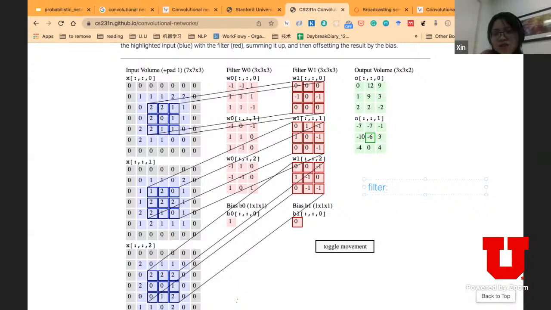So the filter is actually concatenated from 2 filters, W1 and W2. For each filter, the size is 3 by 3 by 3. Because there are 2 filters, it's 3 by 3 by 3 by 2. The input is 7 by 7 by 3, where 3 is the input channel. The output is 3 by 3 by 2, where 2 is the output channel, and 7 by 7 is the input feature map size, and 3 by 3 is the output feature map size.